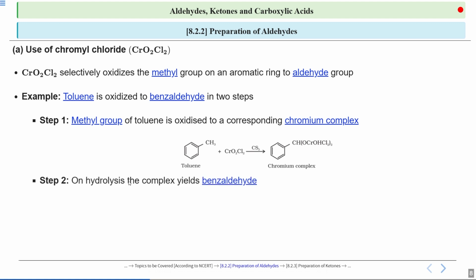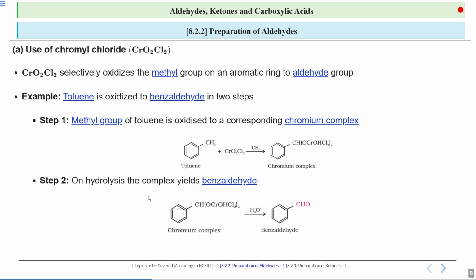Now step number 2 is we hydrolyze this chromium complex. What do we mean by hydrolysis? Hydrolysis is a reaction with water that breaks down the complex. So using water you break down a complex, that is hydrolysis. When you hydrolyze this chromium complex, you will ultimately yield benzaldehyde.